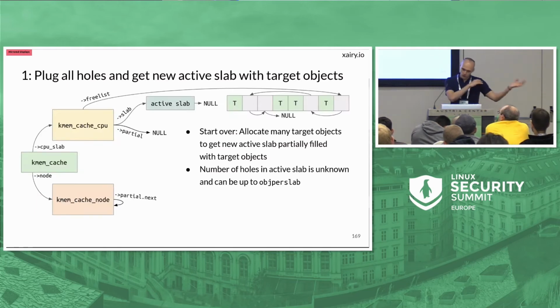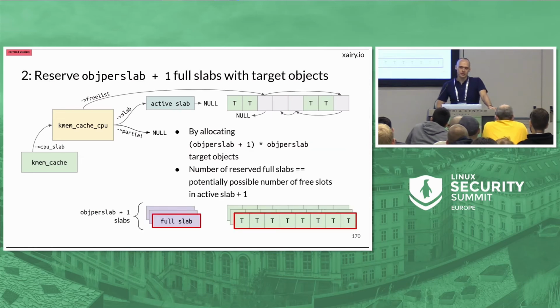So let's start over the whole shaping strategy, and let's discuss how to deal with this case. The first step is going to be the same. We're going to allocate many target objects to plug all the holes and get a new active slab partially filled with target objects. The number of holes in the slab we don't know, but it will be up to objs per slab holes.